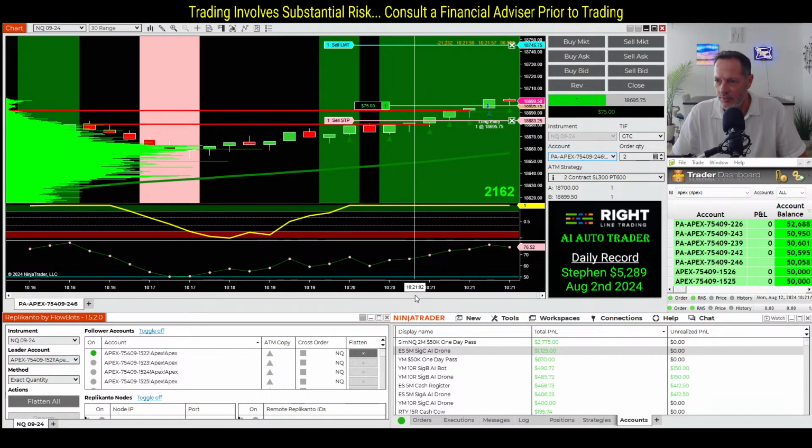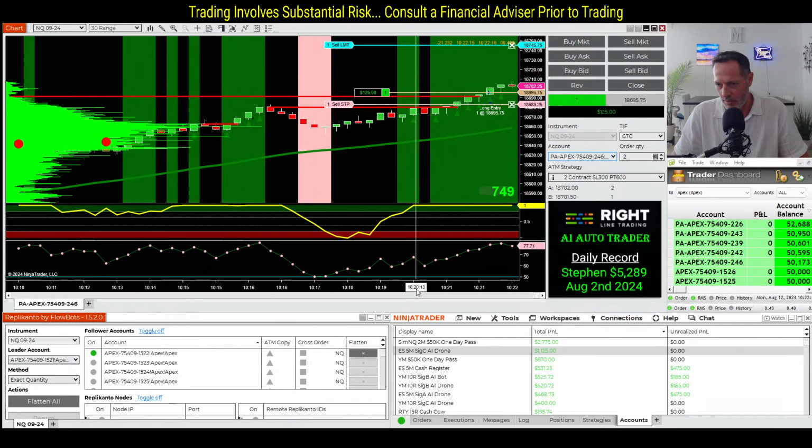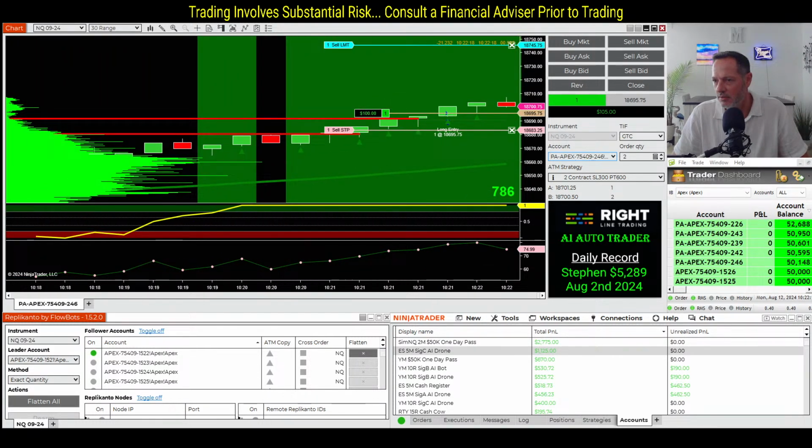Holding one contract. We're up about 75 bucks, 100 bucks. We're trying to work through 700. 700 wasn't even there. Flew right over 700. It's a good signal B day. Good time to jump in signal B. Got a huge trend line here.